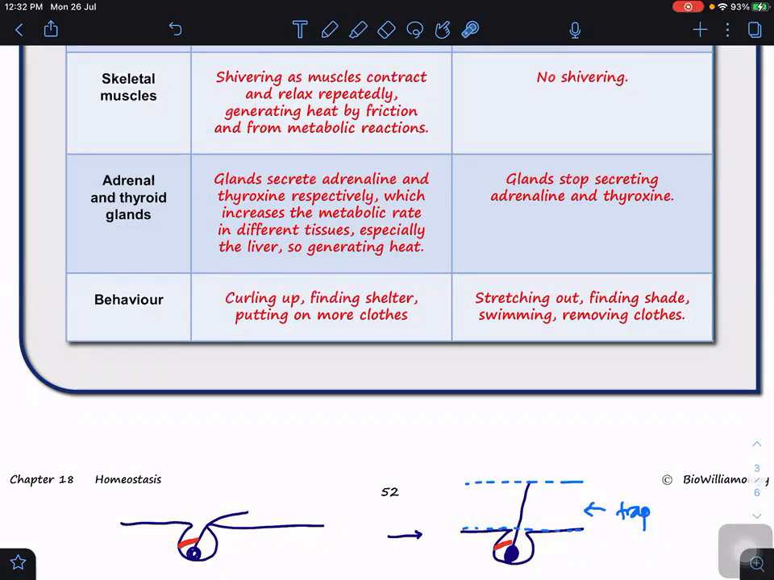So this heat energy will be captured by some of the cells in our body to increase our body temperature back to normal. But when you have a high body temperature, there is no shivering now. We stop shivering. Next, how about the adrenal and the thyroid glands?